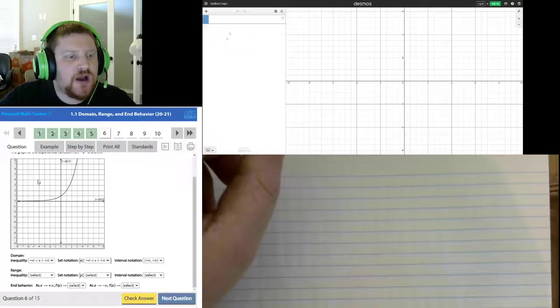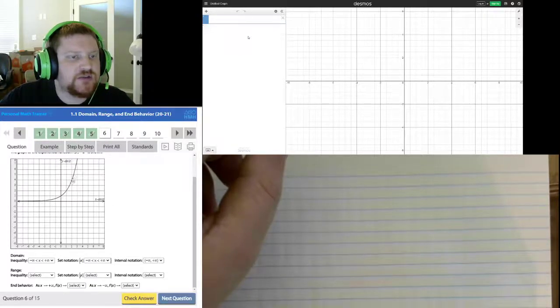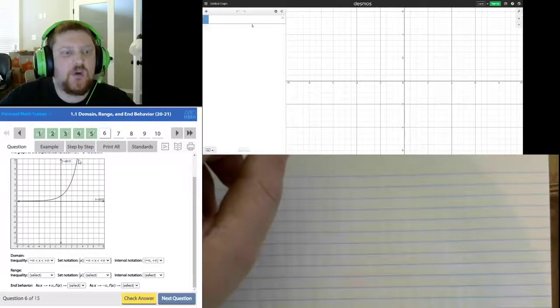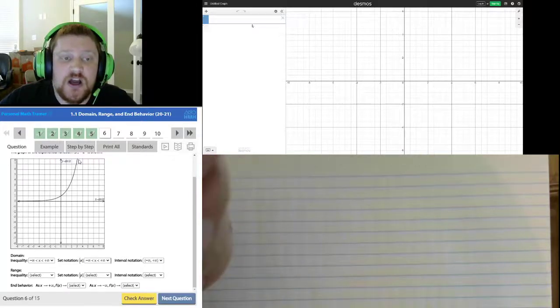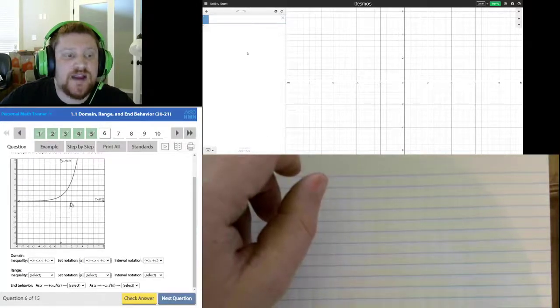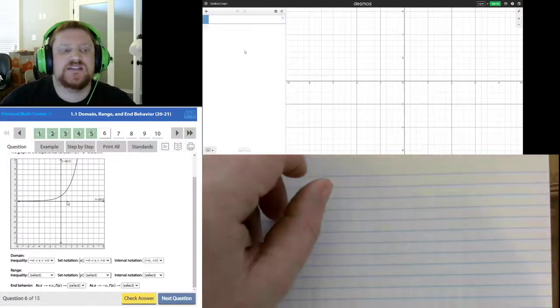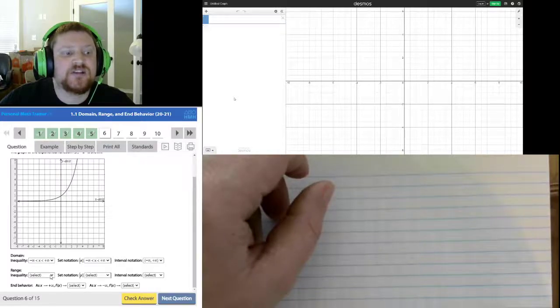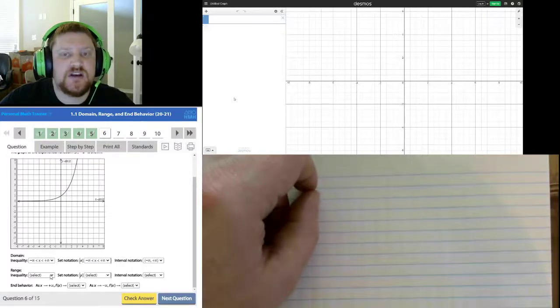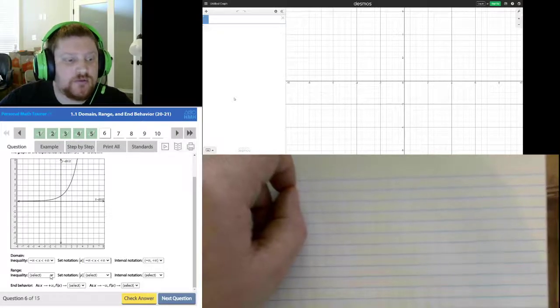So for our range, how far down do we go? Looks like we never cross the x-axis, so it goes from 0, and then it continuously goes up, so it goes to infinity. However, since it never actually touches or crosses the x-axis, the lowest our range can be is 0. So 0 is less than y is less than infinity, but it cannot equal 0.